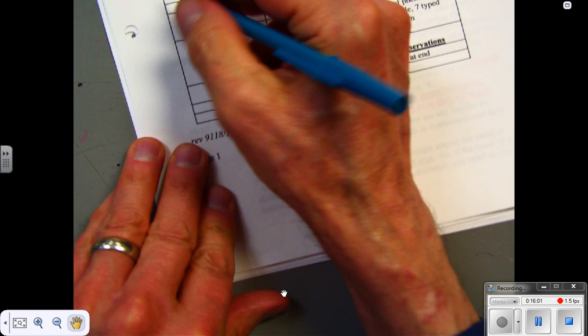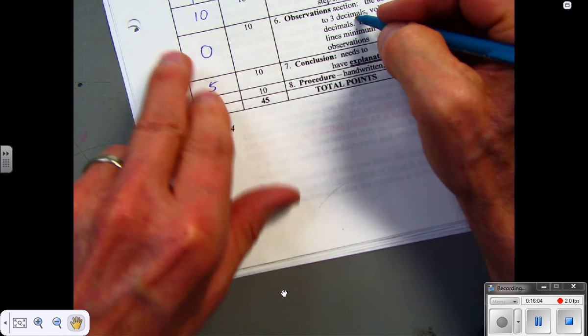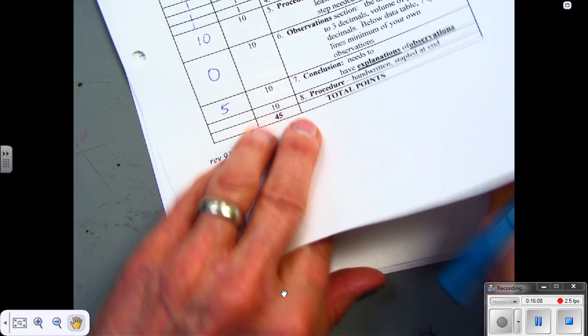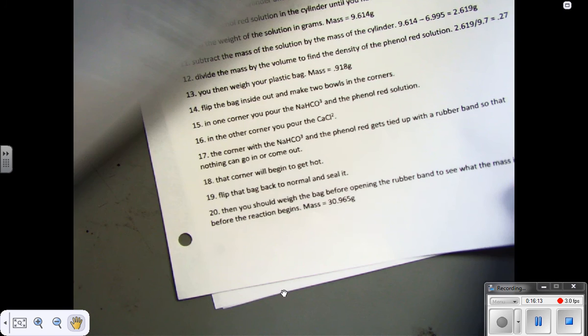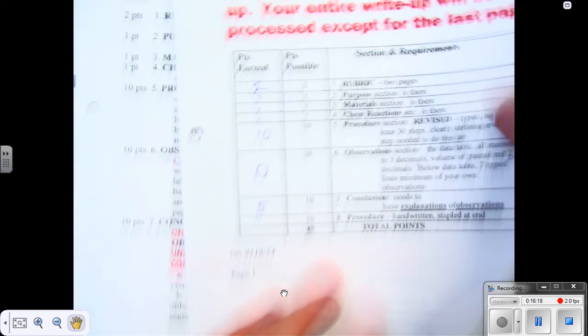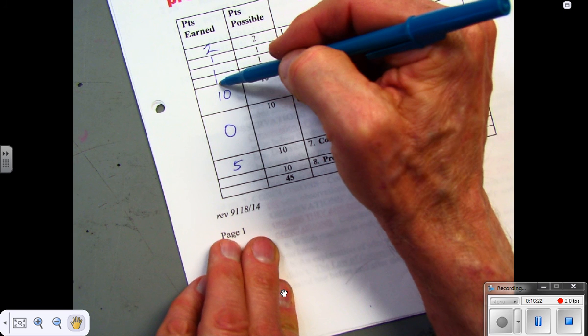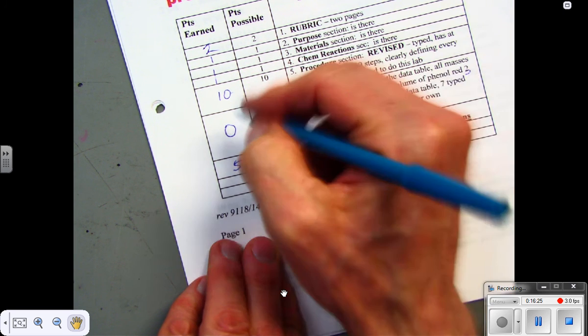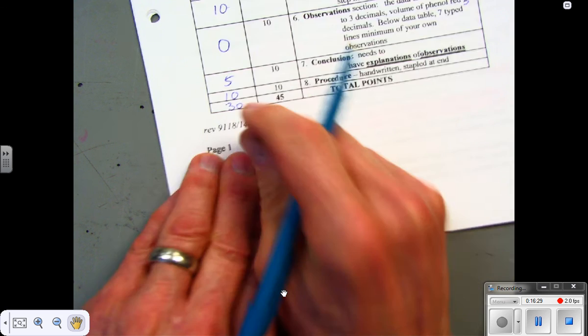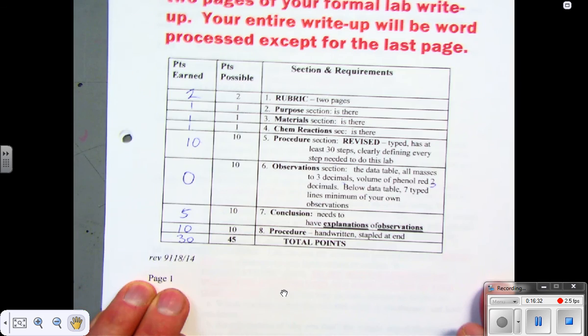I would overall say the conclusion was not too bad. And if you had just remembered your observations, you'd be in really good shape here. Really good shape. See? Yeah, there's no observations. Okay. So what do we have? 5, 15, 20. Oh, you got that procedure. That's 30. Okay? Just about where most students are landing, even my good students.